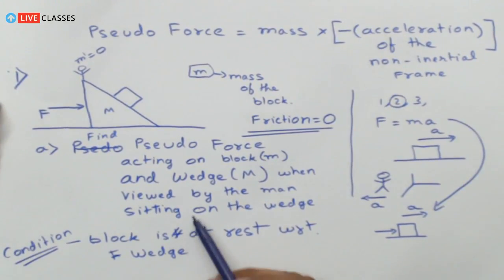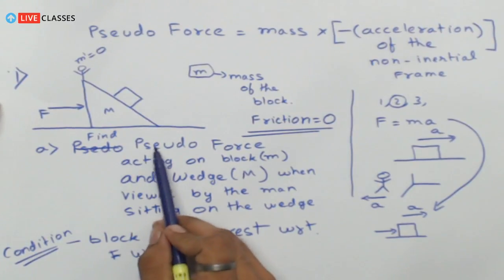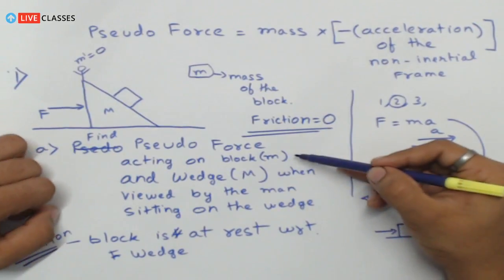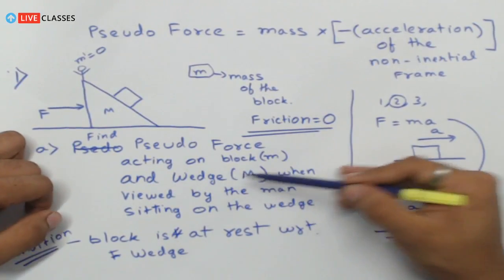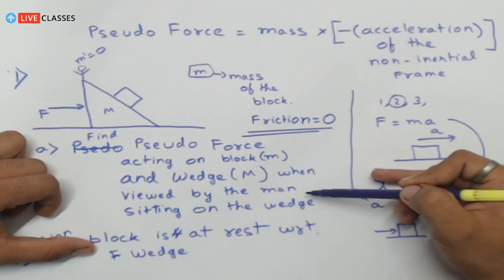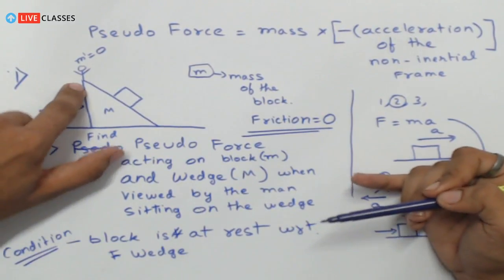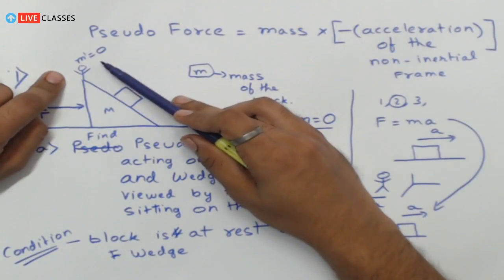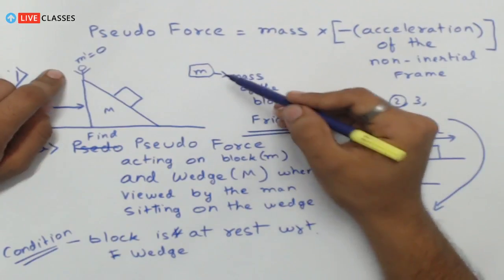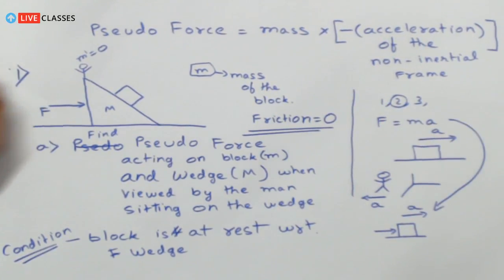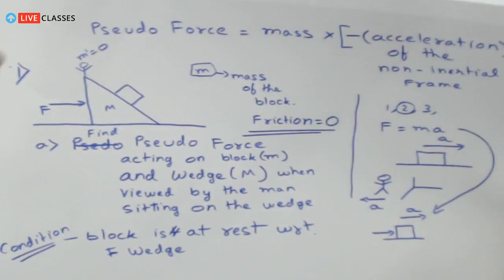So our first question is, find the pseudo force acting on the block of mass m and wedge of mass capital M when viewed by the man sitting on the wedge. Okay, cool. Every information is given. The mass of the man is 0, assuming the mass of the block is m and the mass of the wedge is capital M. So let's do this.